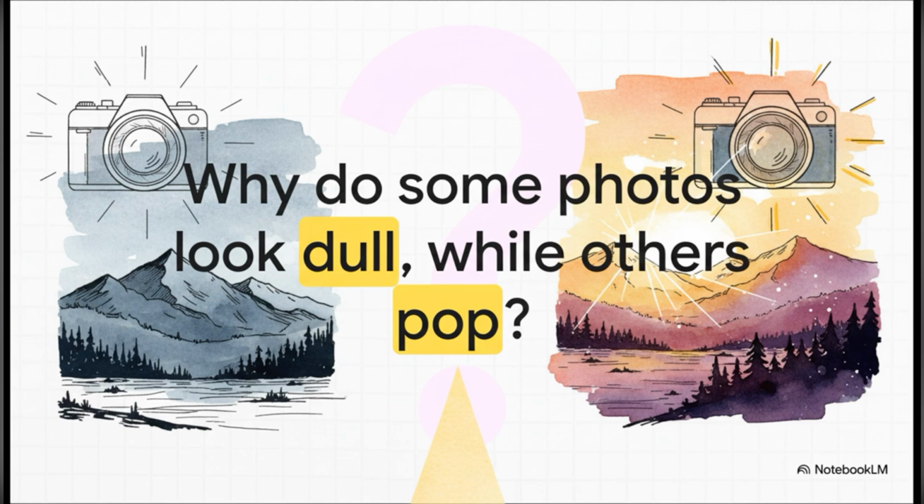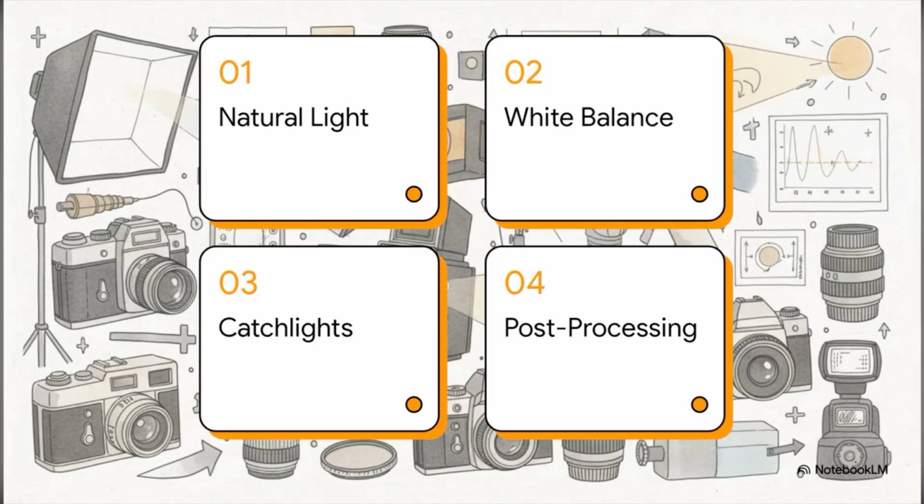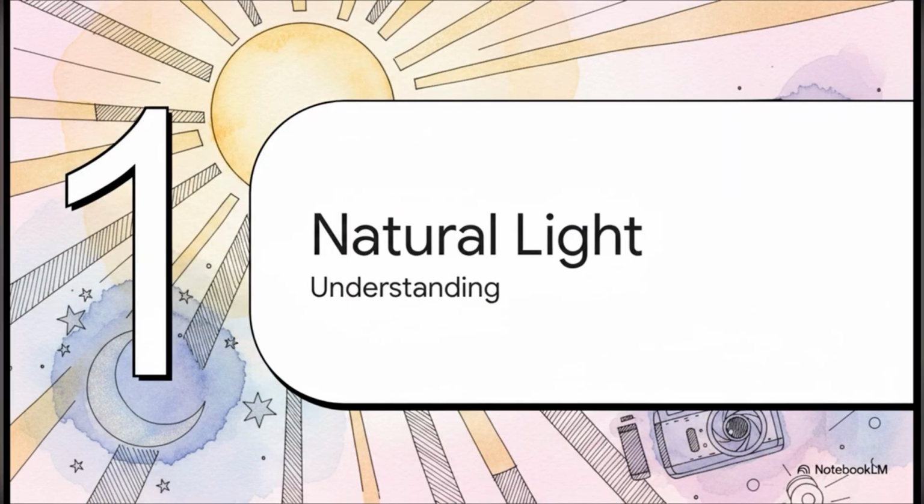and energy? Okay, let's dive into this, because the ultimate answer, the secret ingredient to literally every captivating photograph, is light. Here's our roadmap for today. We're going to follow the logical life cycle of a photograph, from the moment you step outside to the second you sit at your computer. So that's 1. Understanding natural light, 2. Mastering white balance, 3. Catch lights for portrait magic, and finally, 4. The post-processing workflow.